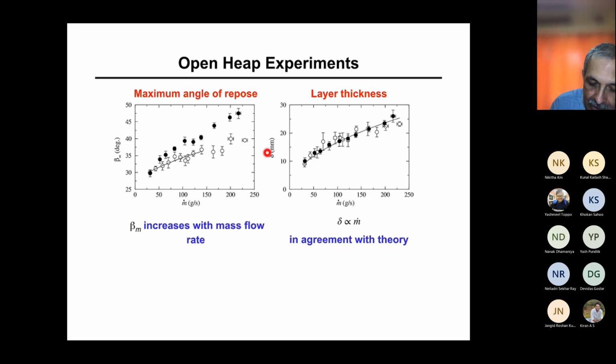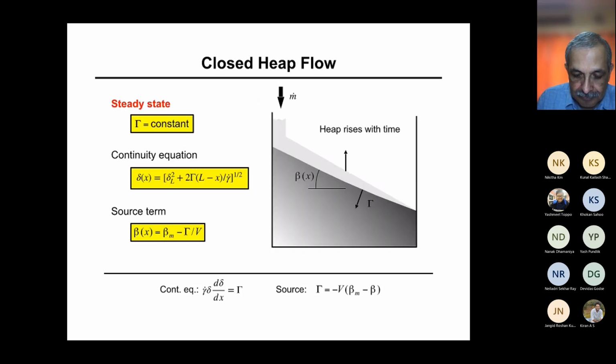And then here you can see delta is increasing with mass flow rate. So this is also in agreement with the theory. So this goes as delta is mass flow rate raised to the power of half. So this is a mistake here. And that line is in fact the theoretical prediction. So whatever theory I've taught you matches the experiments reasonably well.